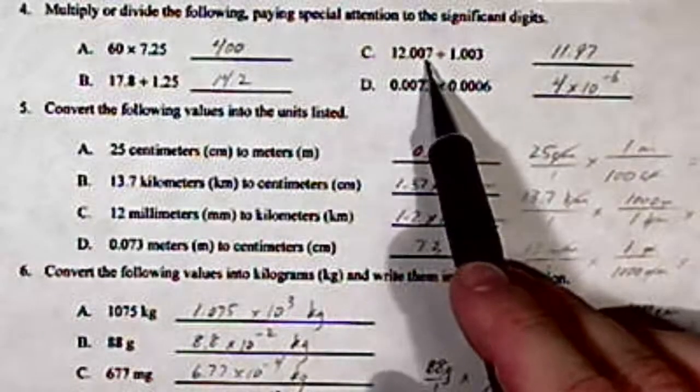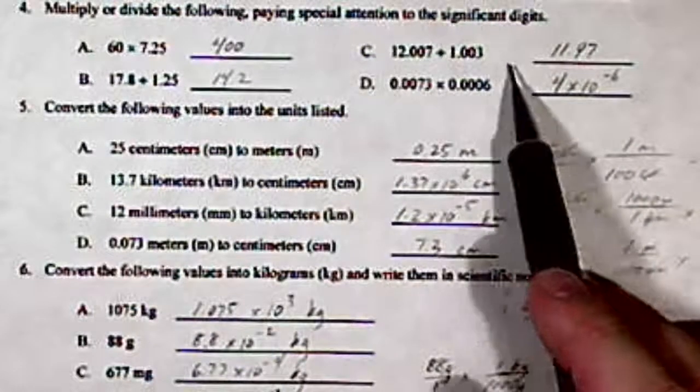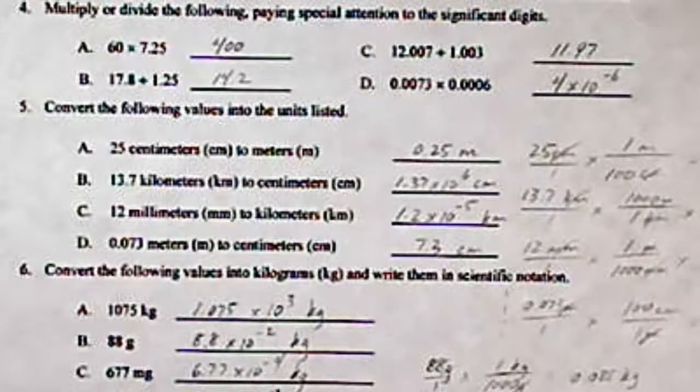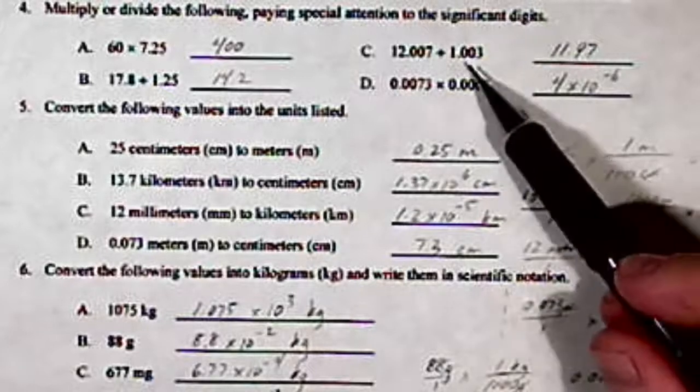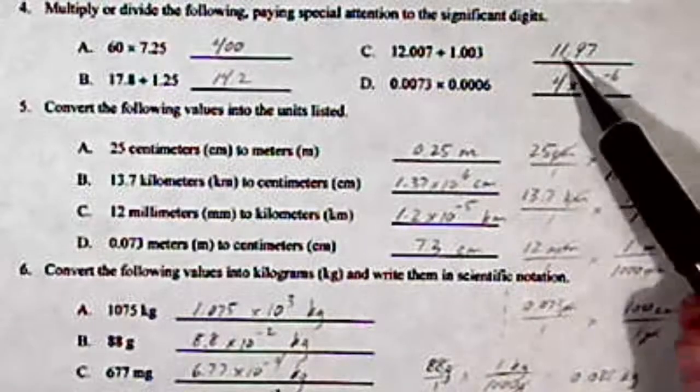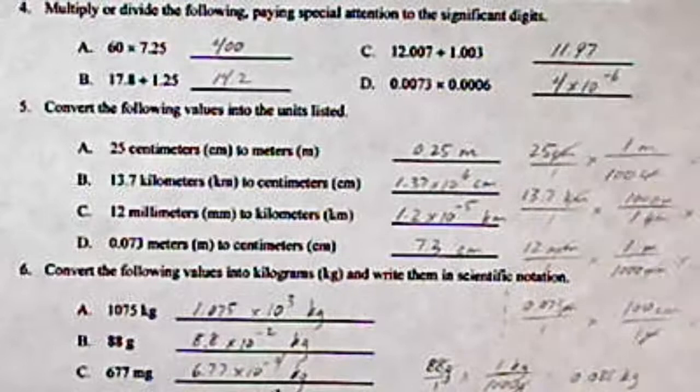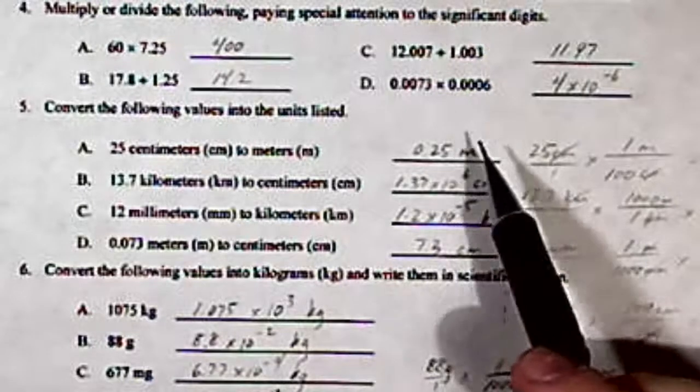We have 5 decimal places in our first number in C, 4 in our second, so we can only have 4 in our solution, and when you plug this into your calculator, you get 11.9710867. We have to round that back to 4 significant digits to match the 1.003. That rounds to 11.97.